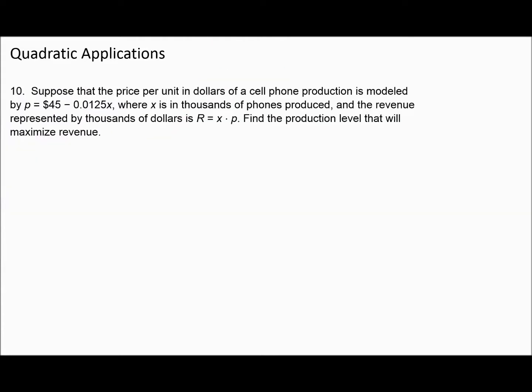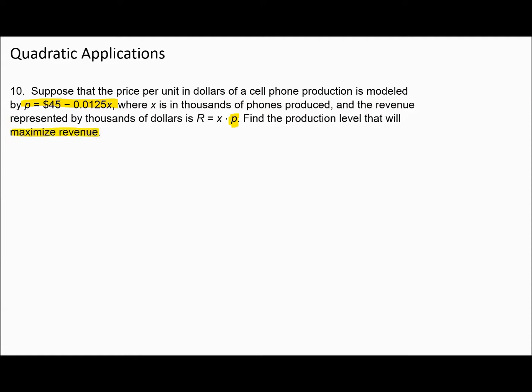All right, how about a different type of problem? Suppose that the price per unit in dollars of a cell phone production is modeled by P equals 45 minus 0.0125x, where x is in thousands of phones produced. And the revenue represented by thousands of dollars is revenue equals x times P. Remember what P is. Okay, so back up here, because this reads confusing, but it's not bad. There's my P, and then revenue is x times P. It says find the production level that will maximize revenue. So we're supposed to maximize.